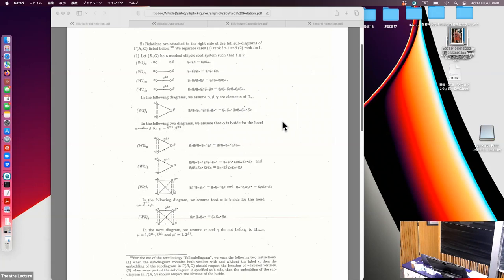If two vertices are disconnected, the generators are commutative. If they are connected by one simple edge, then the relation is ABA equals BAB. If they have a non-simple edge, you get higher Coxeter-Artin braid relations. But because of this double dot in the elliptic diagram, you get a new system of relations.